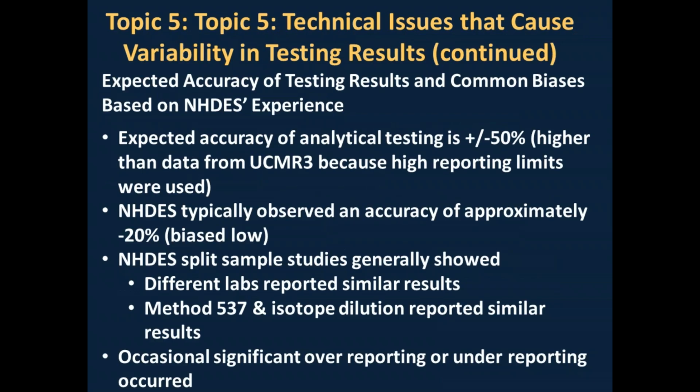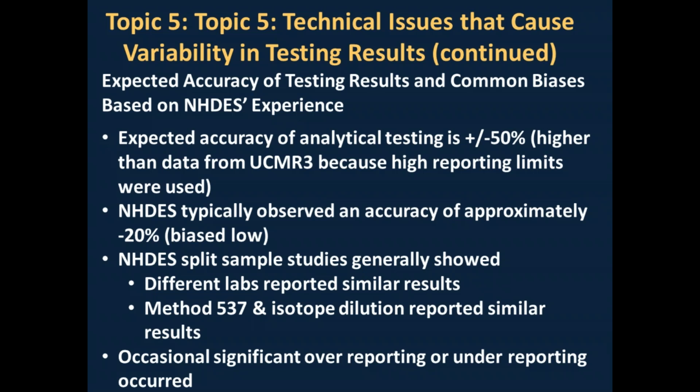Another thing that can affect variability is that there's a range of error associated with the analysis. At the lower reporting limits, the results are expected to be plus or minus 50%, and that's based on some proficiency testing work that we coordinated with EPA a year ago. Under the UCMR3, the accuracy was plus or minus 30%, but now we're working with lower reporting limits, so that has broadened. Our work in New Hampshire has shown that we're usually accurate within 20%, but that's almost biased in the low direction.